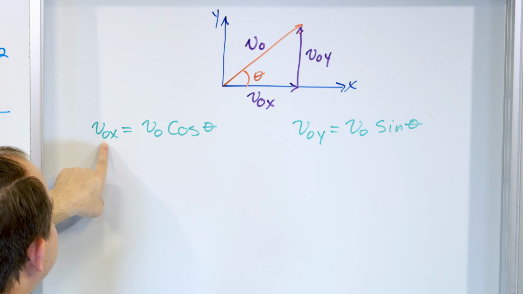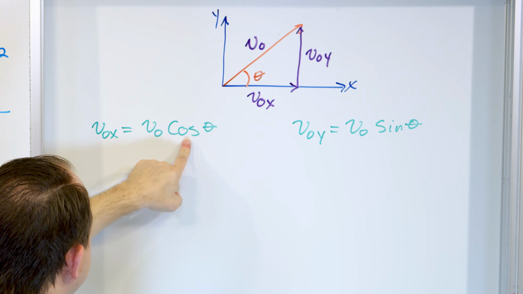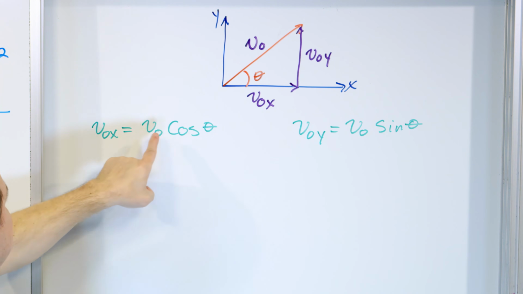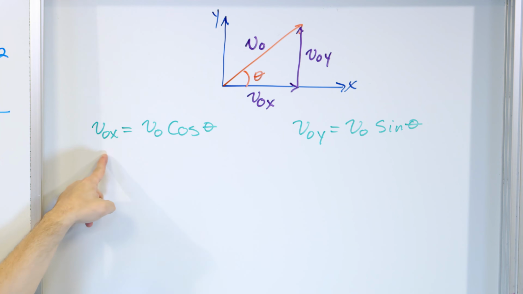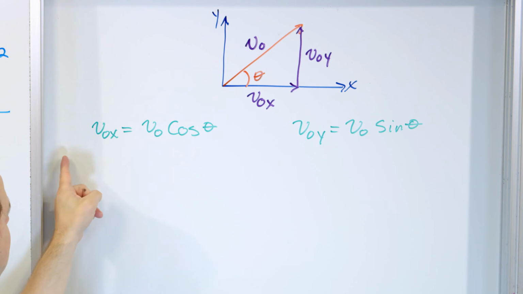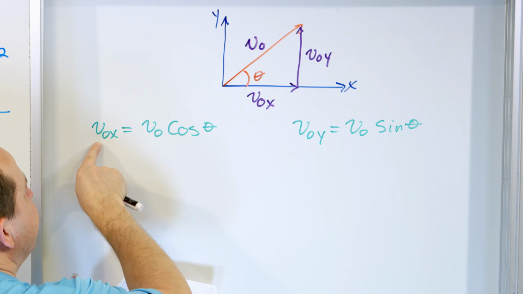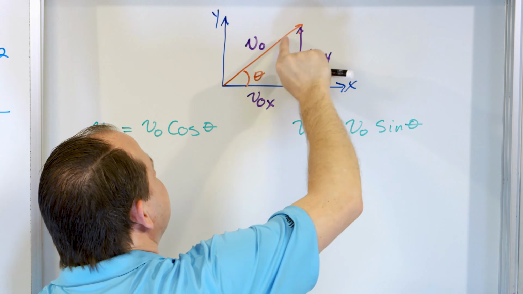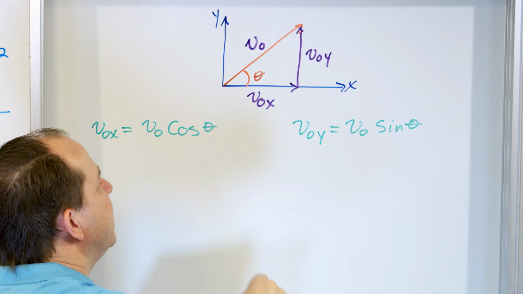In other words, cosine is equal to adjacent divided by hypotenuse. So if you were to divide this over, the cosine would be the adjacent side here divided by the hypotenuse. But I'm writing it this way because I want you to realize that what you're trying to figure out is the horizontal part of this velocity is equal to whatever the total velocity is times cosine of theta.